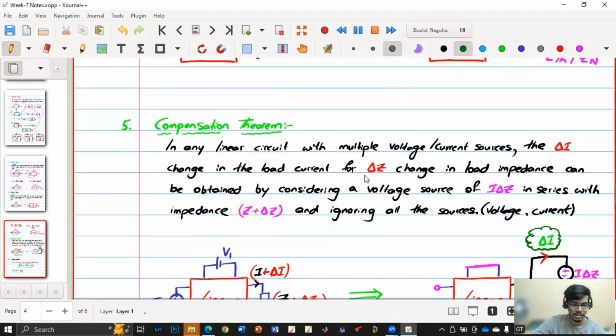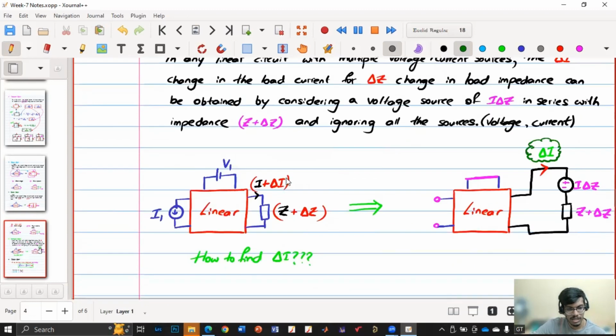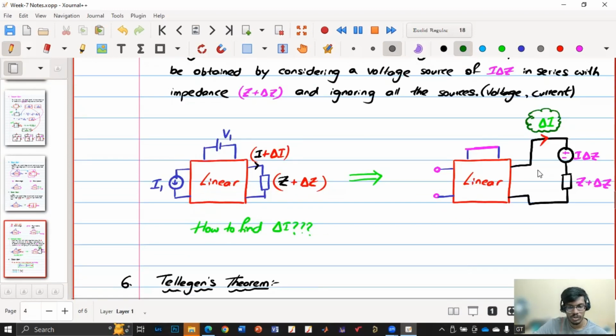Compensation theorem is a bit tricky. In this given circuit, the change delta I in current for a delta Z change in the impedance can be found by replacing the circuit with a voltage source of I delta Z in series with impedance Z plus delta Z, and ignoring all the voltage and current sources. So short the voltage source, open the current source. Now the current through this is delta I. Directly you can solve for this to get delta I.